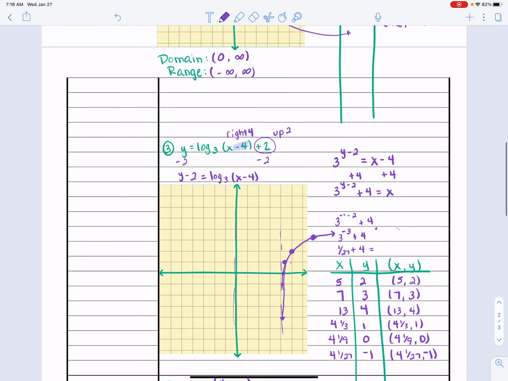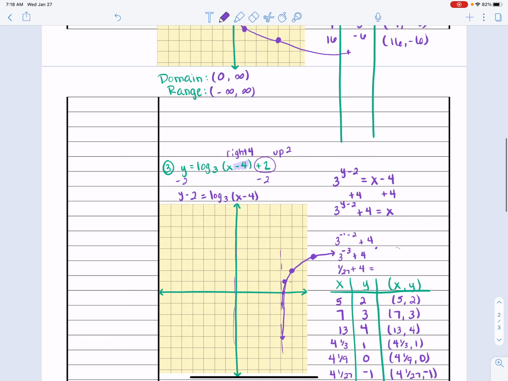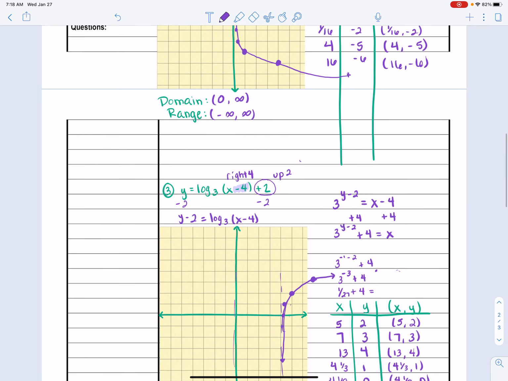You can always create a table to figure out where to plot your points, but start looking at the equations like I did up here and see if you can figure out what your graph is going to do before you plot it. And then that helps you check yourself, and if you ever see it in multiple choice questions, it makes it easier to answer. And that's it.